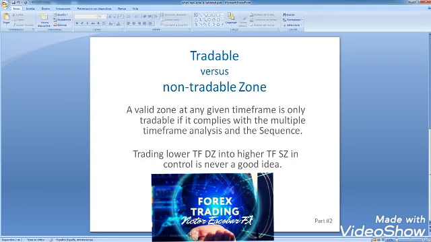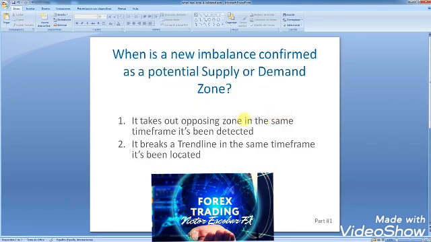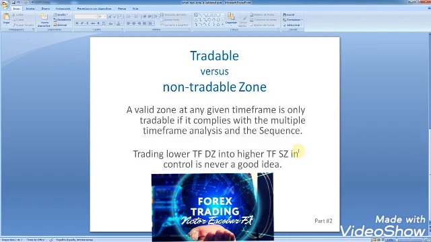Let's talk about a very important feature of the zones. As we have discussed in previous videos, a zone is a valid zone when it takes out an opposing zone in the same time frame being detected, or it breaks a trend line in that same time frame. That's good. But that doesn't mean that it's a tradable zone.